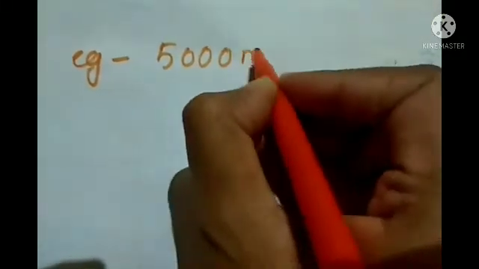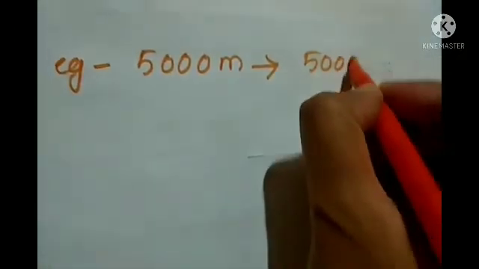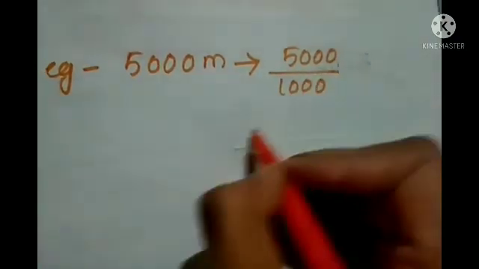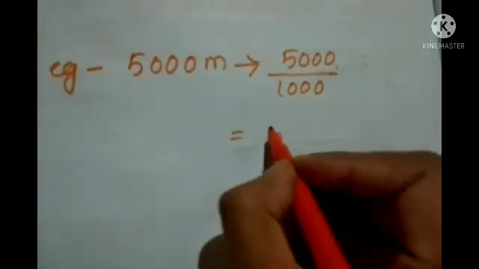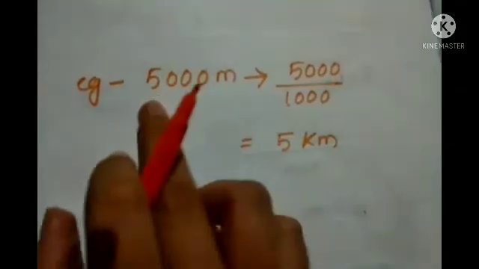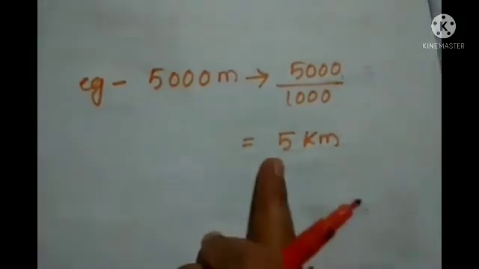Let's take one simple example, 5000 meter. Can you convert it, students? Obviously, as I told you, we have to choose division. So with 1000 we have to divide. If you divide, the answer you will get is 5 kilometer, is it not? So in this way, if only 5000, 6000, 7000 like that is given, you can convert directly like this.